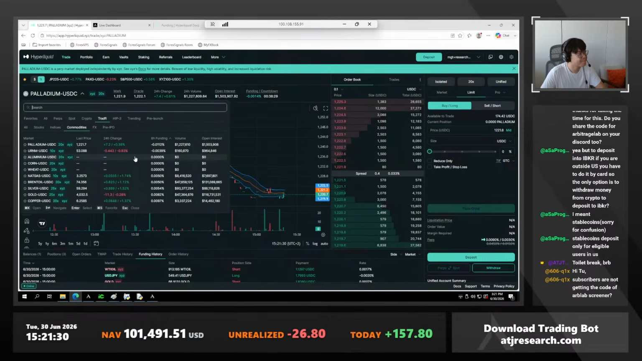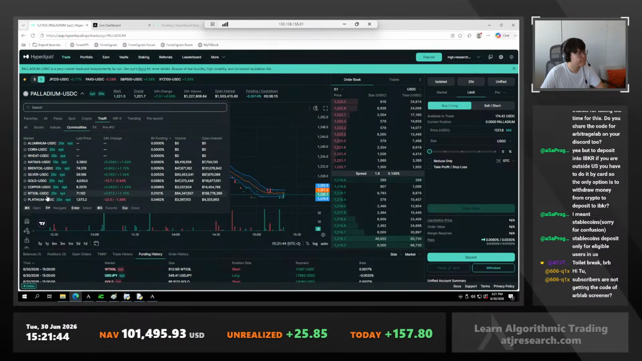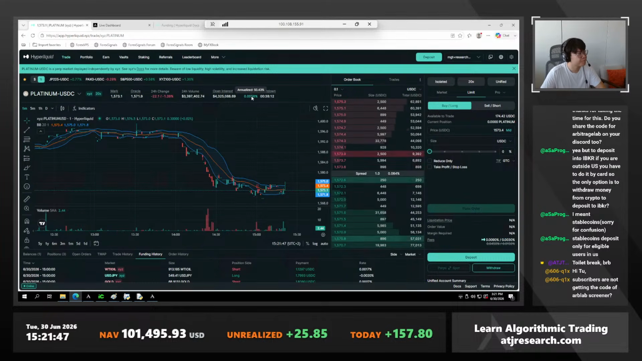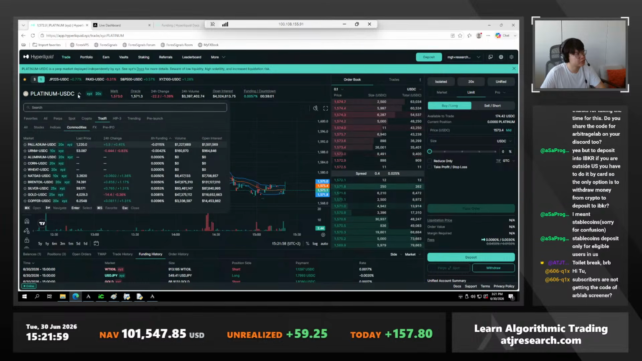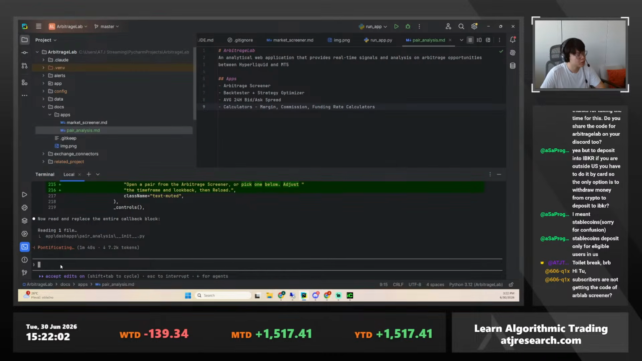Palladium is also interesting. Platinum, 50%. Yeah, platinum looks very interesting actually. I think platinum and palladium are excluded in Arbitrage Screener. I have to add it. Can you add platinum and palladium into the metals Arbitrage Screener?